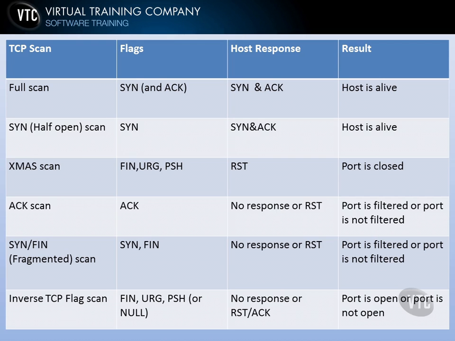An ACK scan means that the sending host just sends an ACK. You'll either get no response or a reset. If you get no response, the port is filtered, meaning there could be a firewall blocking it. And that's what an ACK scan is really used for, to determine if there's a firewall or other kind of filtering device in the way between you and the host. If you get a reset, then the port is not filtered. You may not necessarily know whether it's open or closed, but you know that it's not filtered in that case.